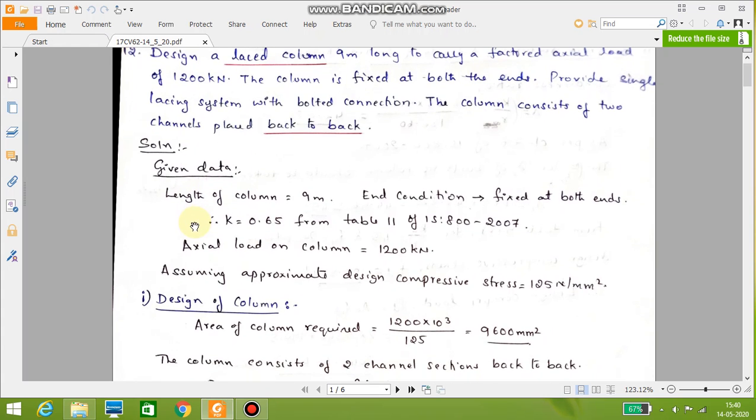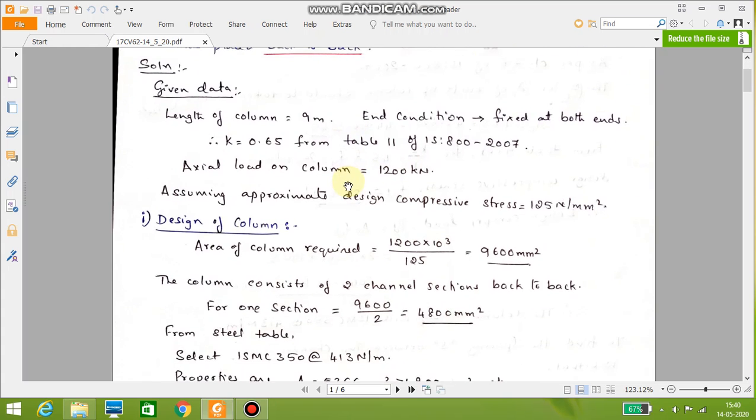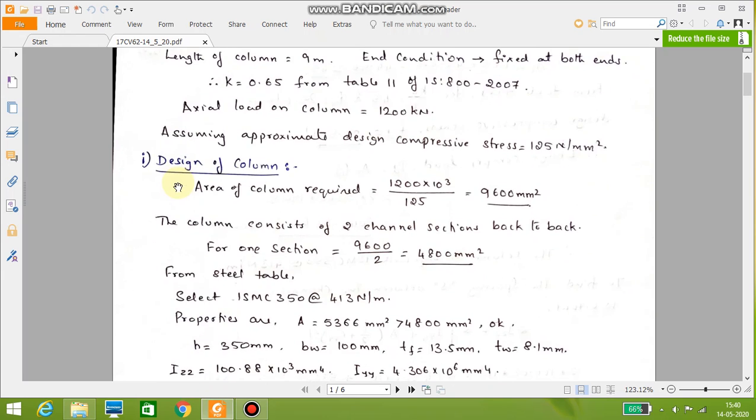So the given data: length of column 9 meter, end condition fixed at both ends, k equal to 0.65, which is taken from table number 11 for the given end condition. The axial load is given 1200 kilonewton, it is a factored axial load. Now let us initially assume the approximate design compressive stress equal to 125 Newton per millimeter square. First step is to design the column as usual.